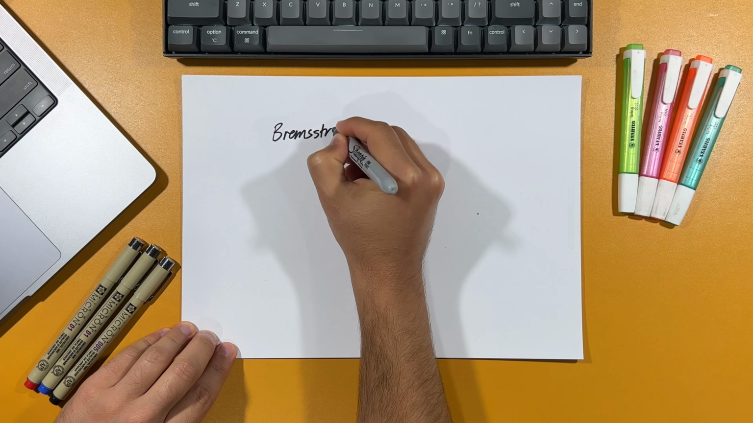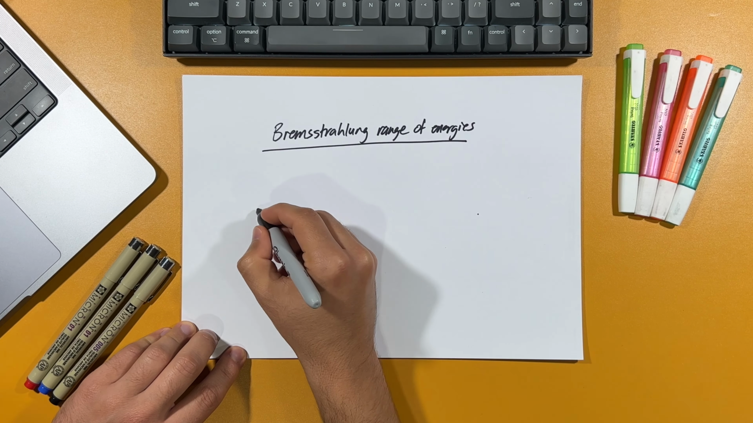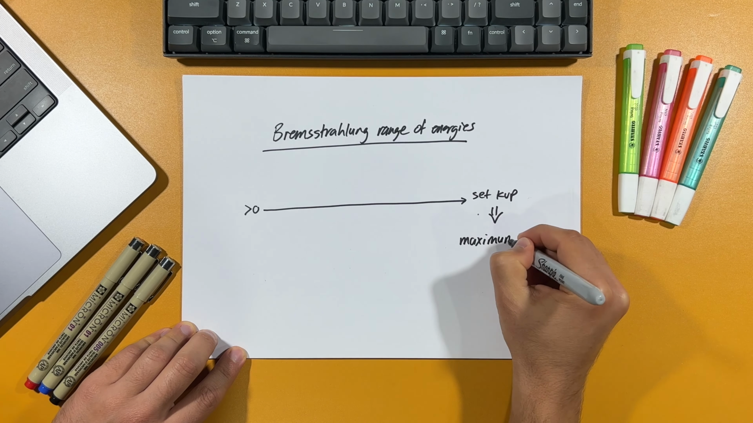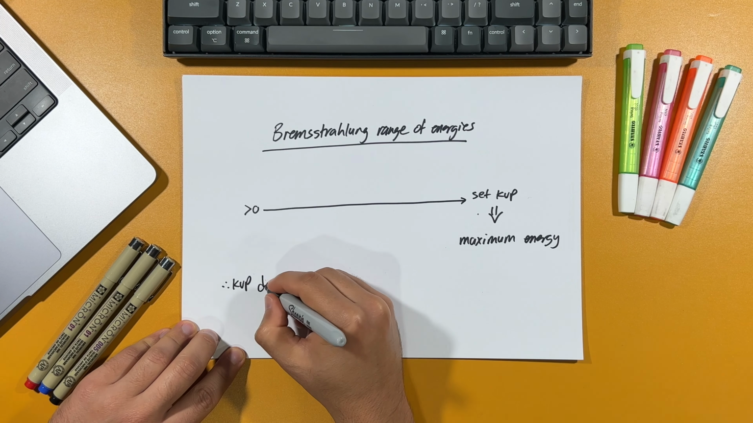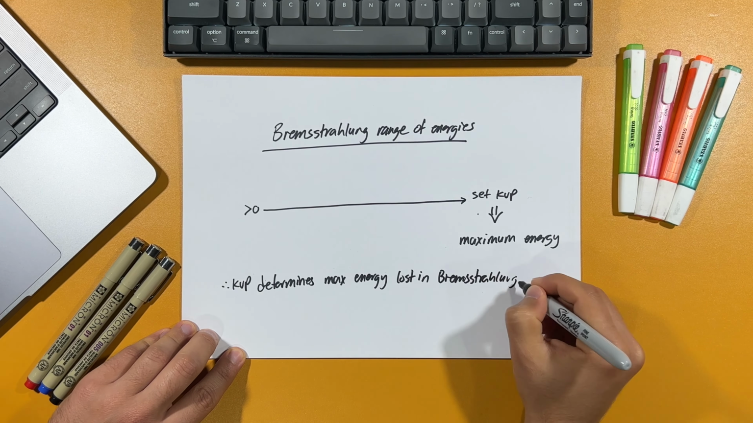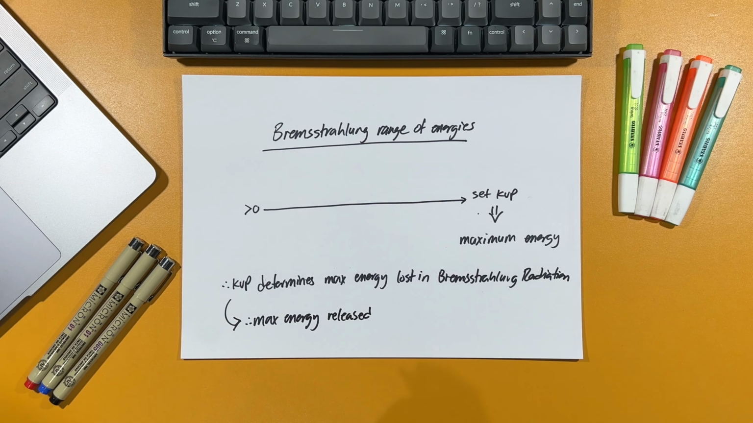And just a final point on this, note that the mechanism of these two X-ray production means that there's a range of energies that exists just above zero to close to the kVp set for a given exposure. And since the kVp determines the maximum energy an incoming electron can have, this in turn will determine the maximum energy that can be lost during Bremsstrahlung radiation, and therefore the maximum energy of the X-rays released in this process.